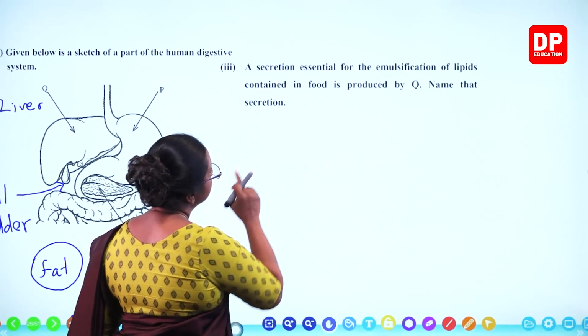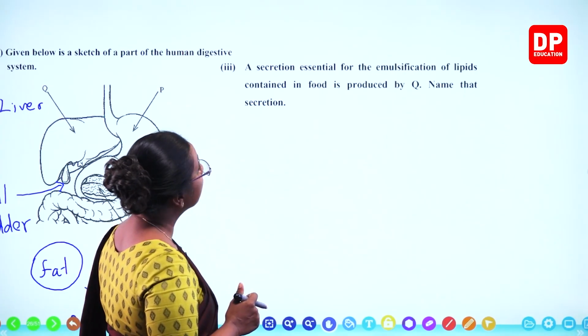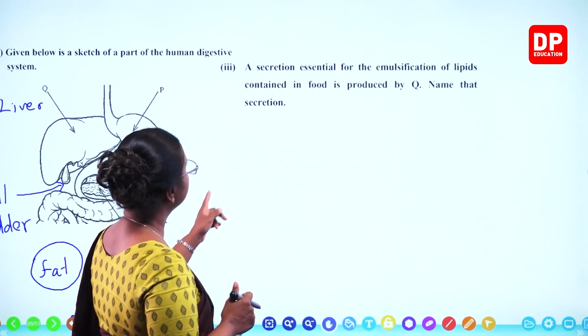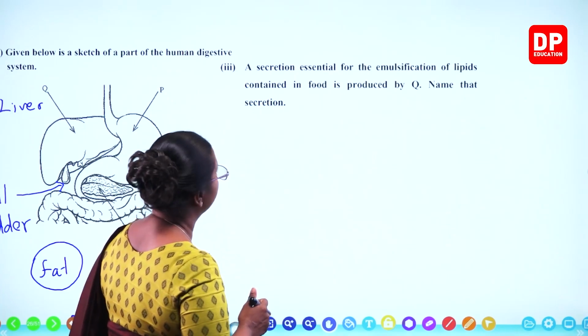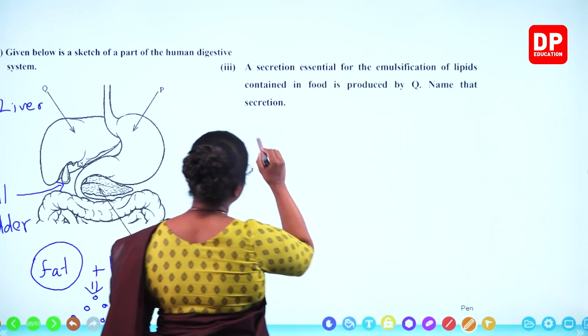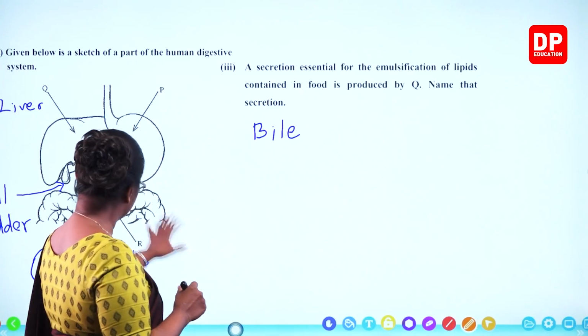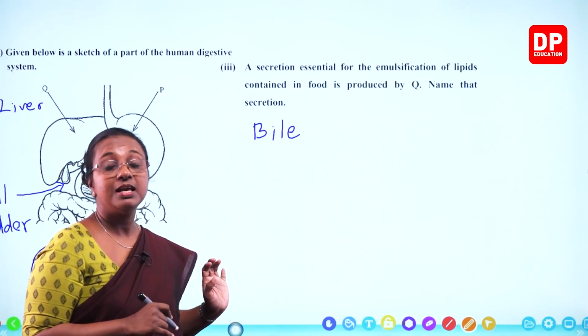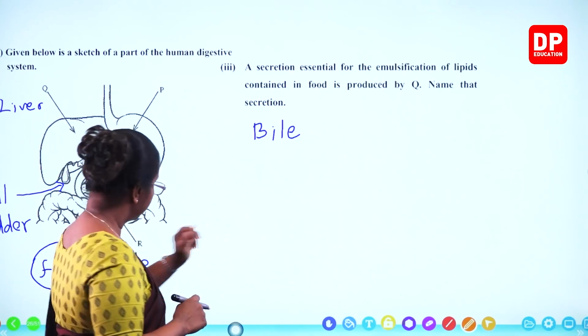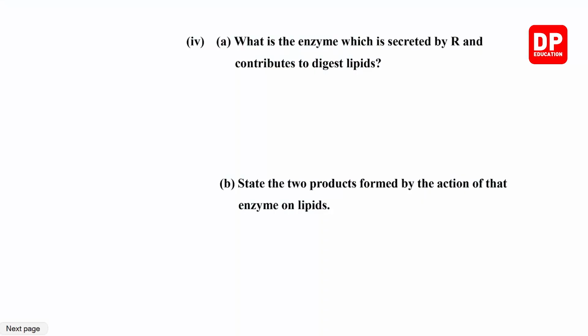So here, the secretion essential for the emulsification of lipids contained in food is produced by Q. Name that secretion: it is bile. So this is the answer you need to write, but here I have explained what emulsification is. Then I'll move on to the next one.